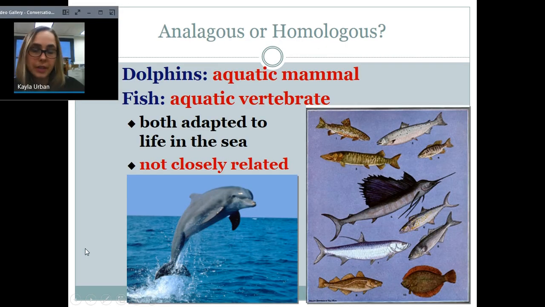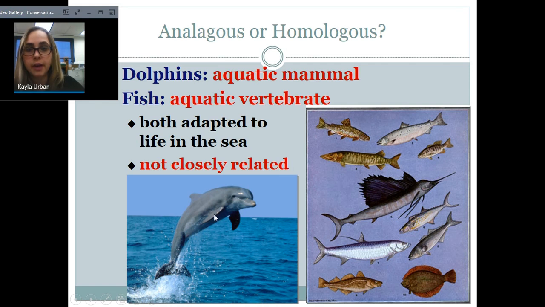So here you have two organisms, and you need to decide: are they analogous or homologous? You have a dolphin over here on the left and the fish over here on the right. What we know about them is that the dolphin is an aquatic mammal and the fish is an aquatic vertebrate. They are both adapted to life in the sea, but they are not closely related. Do you think that is the description of analogous body structures with their fins and their streamlined body shape, or homologous? Hopefully you chose analogous.